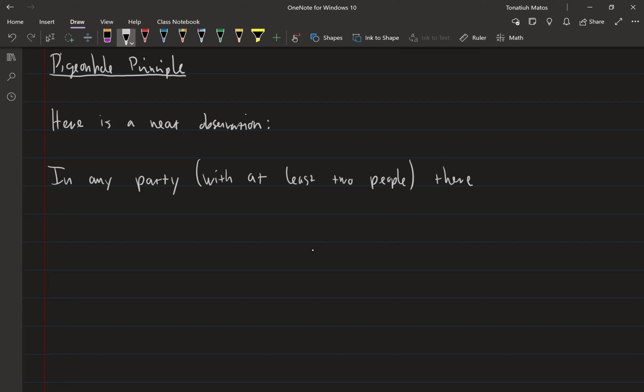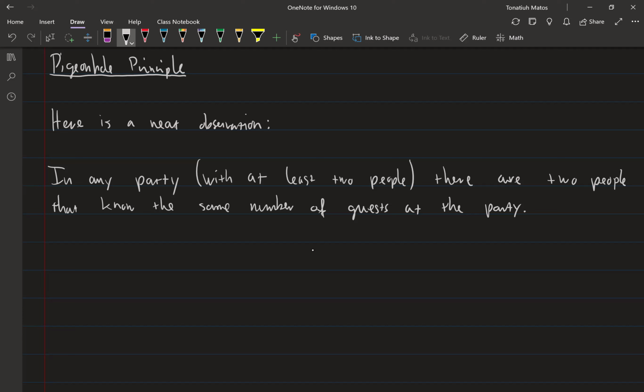There are two people that know the same number of guests at the party. Of course, it has to be at the same party, right? If you know 10 million people and you go to a party of two people and the other person doesn't know anyone, well, this is not true. But of course, I mean at the party itself.